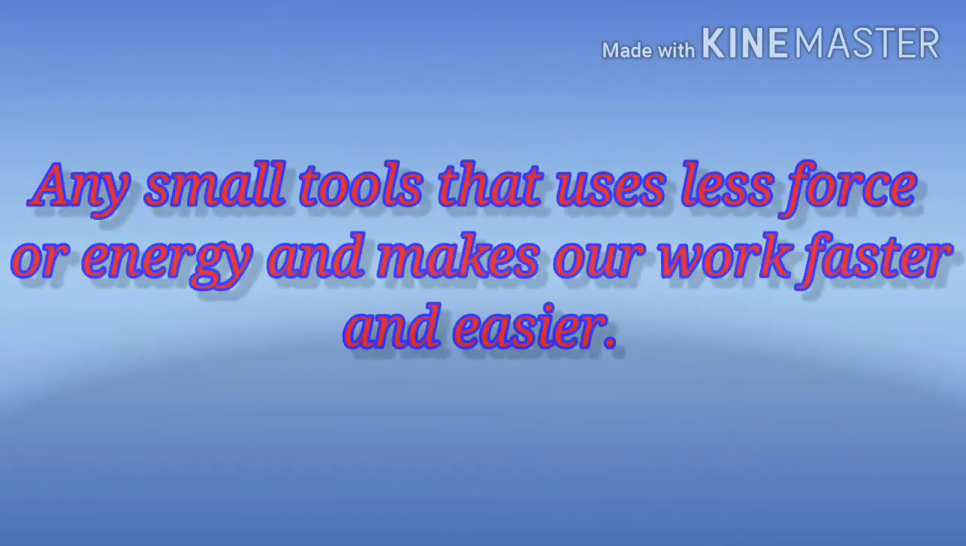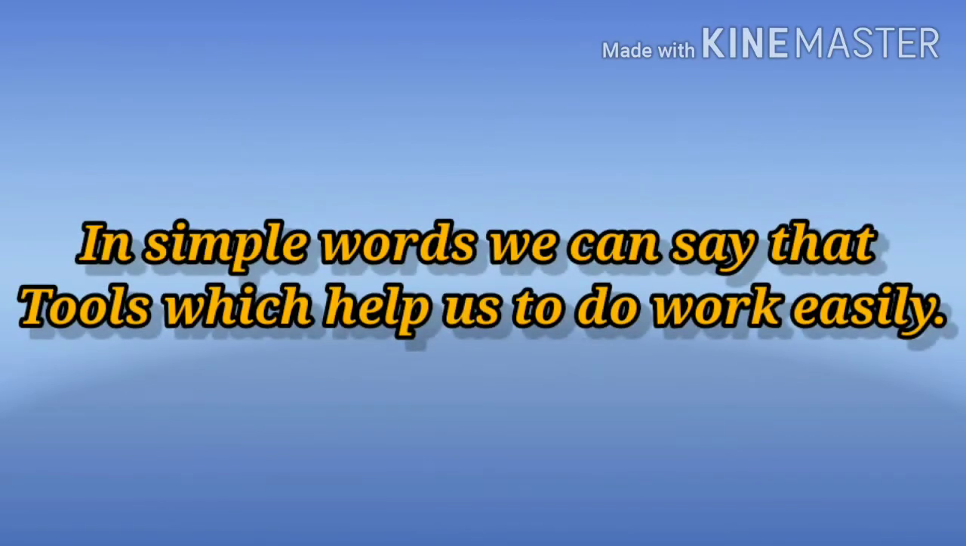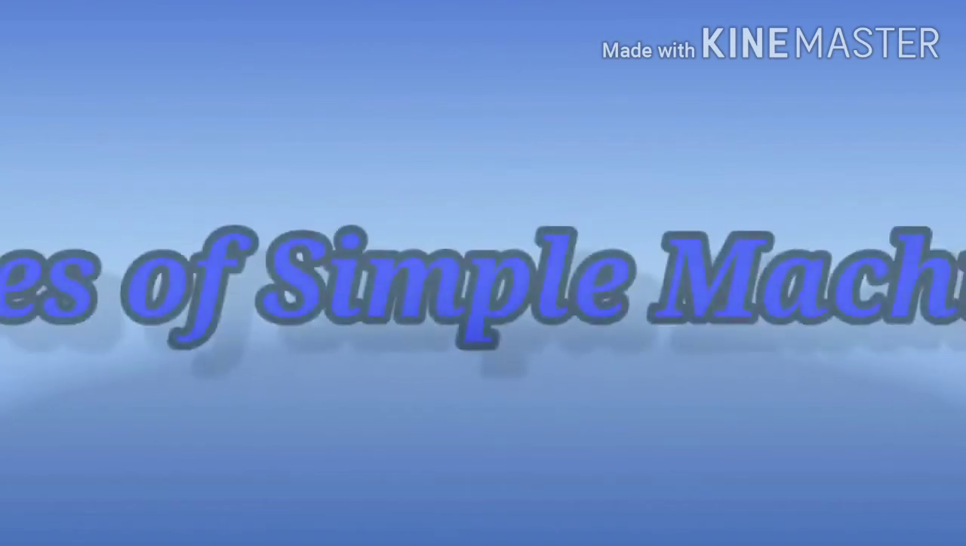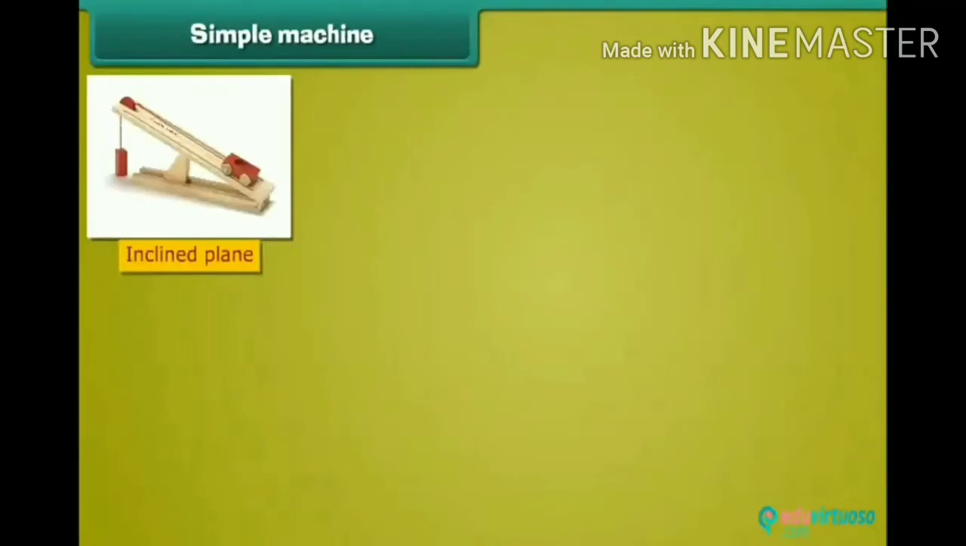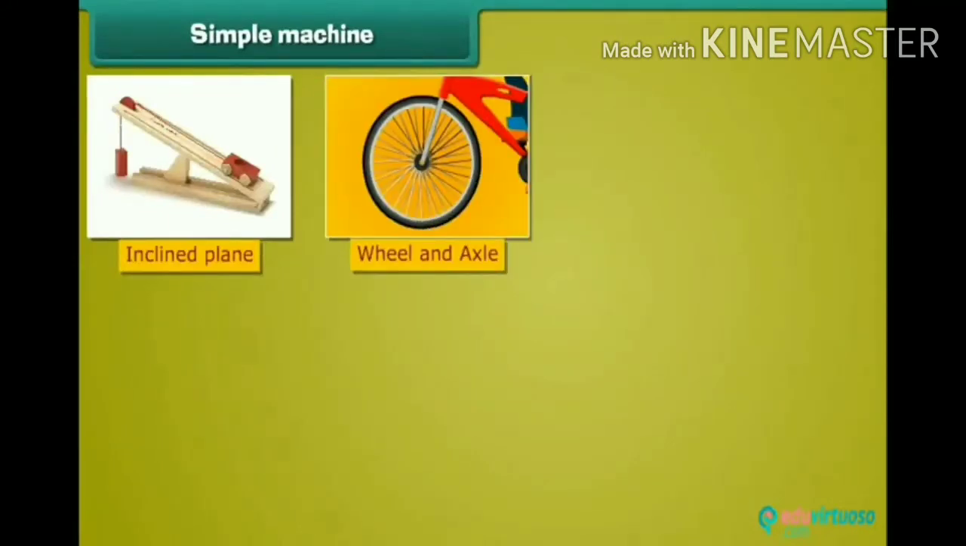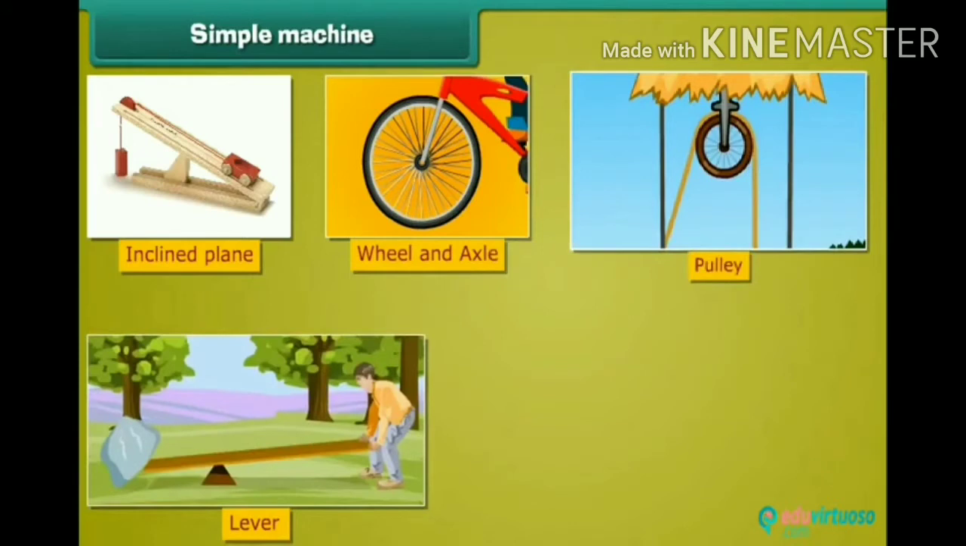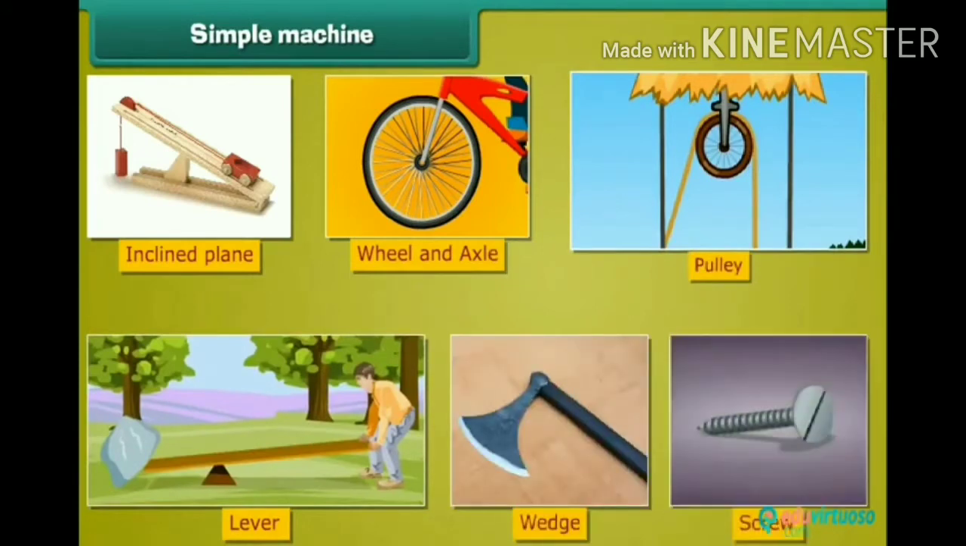Dear students, simple machine means any small tool that uses less force or energy and makes our work faster and easier. It means tools which help us to do work easily are known as simple machines. There are different types of simple machines like inclined plane, wheel and axle, pulley, lever, wedge and screw. Now let us see about each machine.